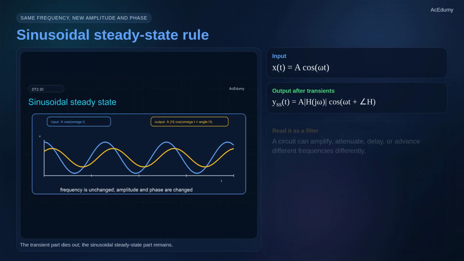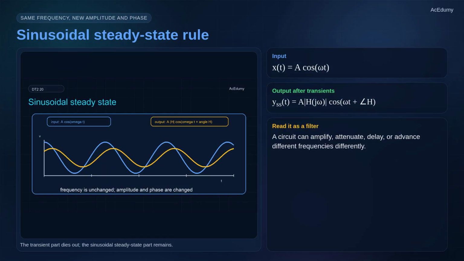Here is the key steady-state rule. If the input is A cosine omega t, then after transients die out, the output is A times the magnitude of H of j omega, times cosine of omega t plus the angle of H of j omega. The frequency stays the same. Only the amplitude and phase change. That is why frequency response is so powerful for sinusoidal analysis.